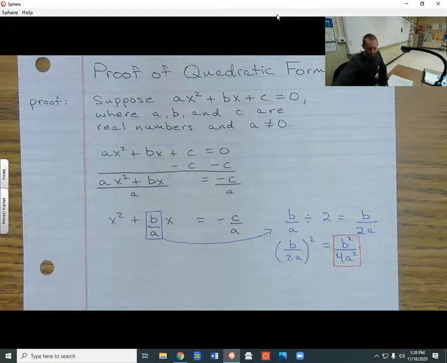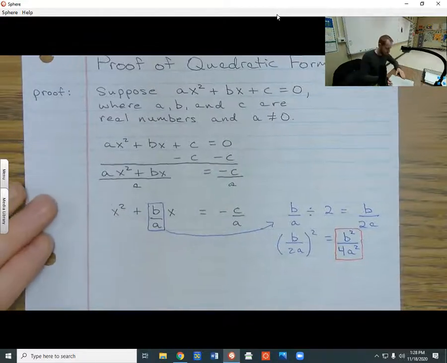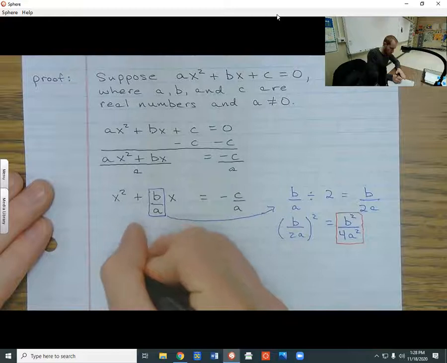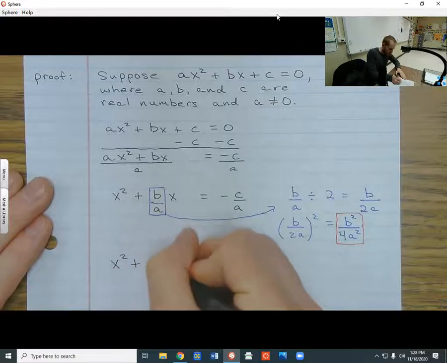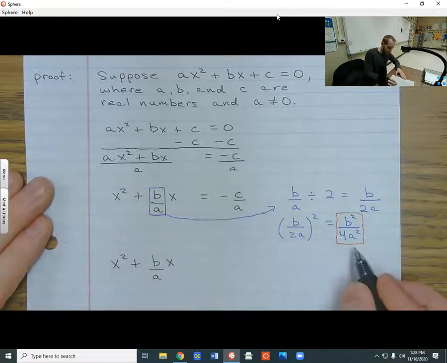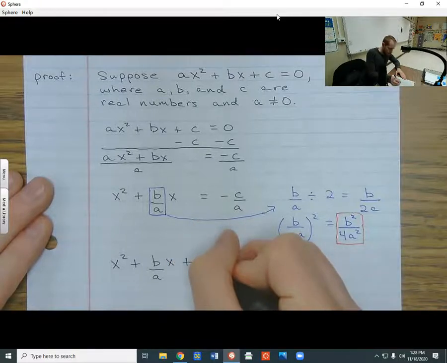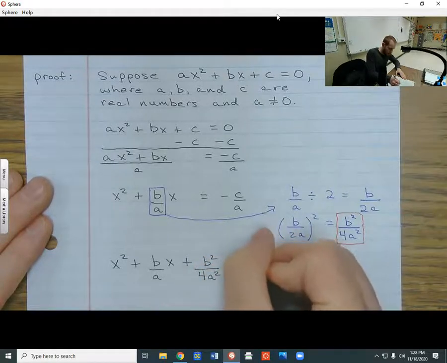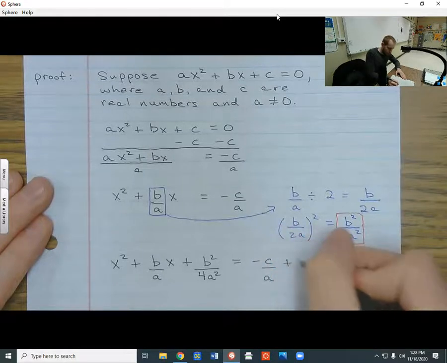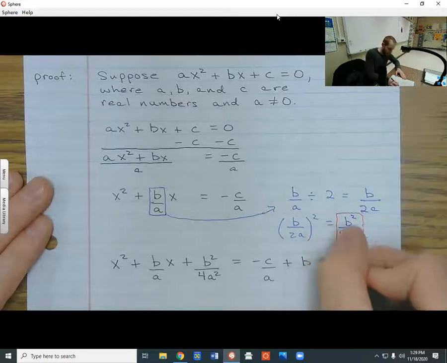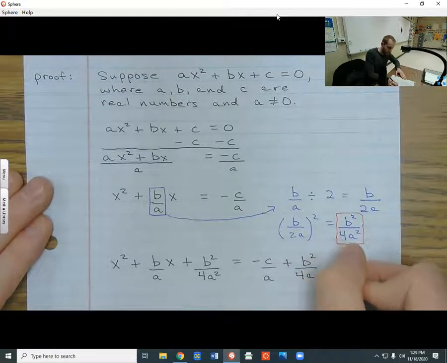Okay? So, given the equation that I have right here, I'm going to add this term to both sides. So, what is that going to look like? Well, I'm still going to have my x squared, and I'm still going to have this b over a times x. And then if I add this, I'm going to have b squared over 4a squared. And it's going to equal negative c over a plus, and then I've got to add this to this side. So it's going to be b squared over 4a squared on this side.